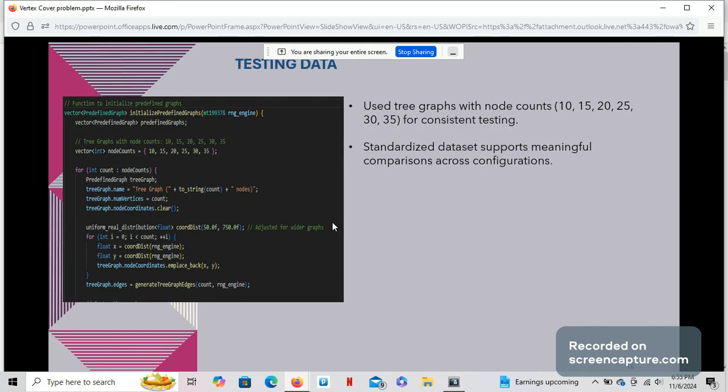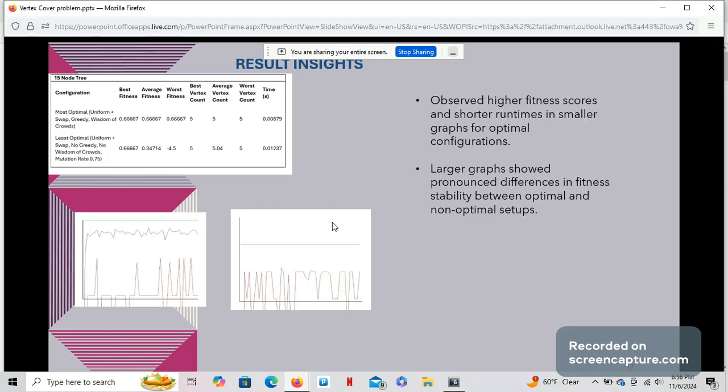In terms of data, I used tree graphs with varying node counts, 10 to 35, as a test bed for the genetic algorithm. Tree graphs provide minimal connectivity and a predictable structure, which is ideal for testing vertex cover algorithms. And by systematically generating these graphs, I created a standardized data set that supported consistent testing across various configurations. Each configuration's results included fitness scores, average vertex counts, runtime efficiency, and observations from visualizations of the vertex cover.